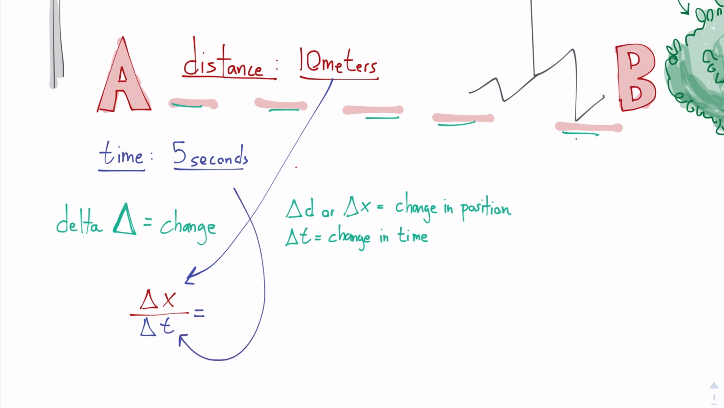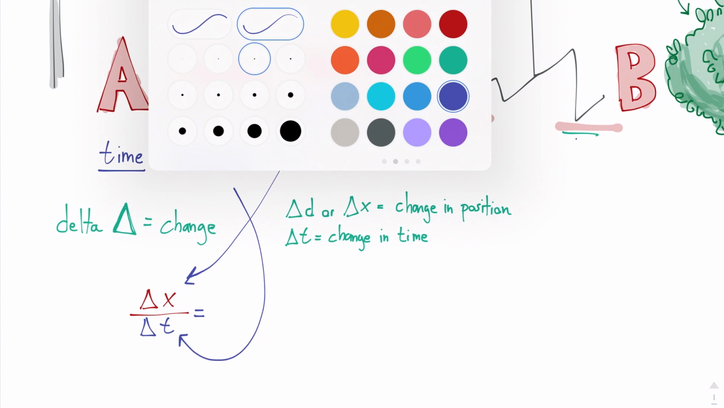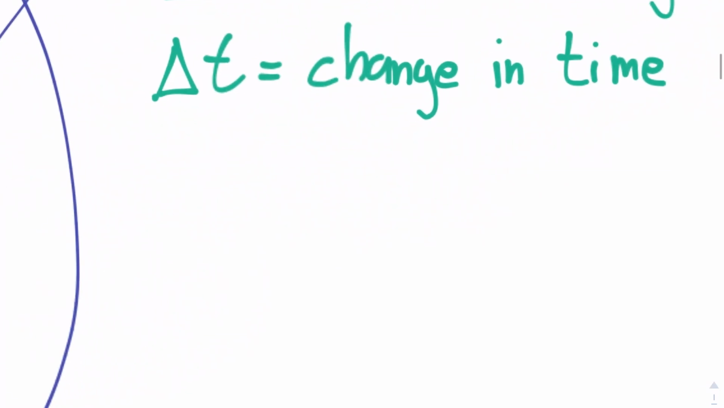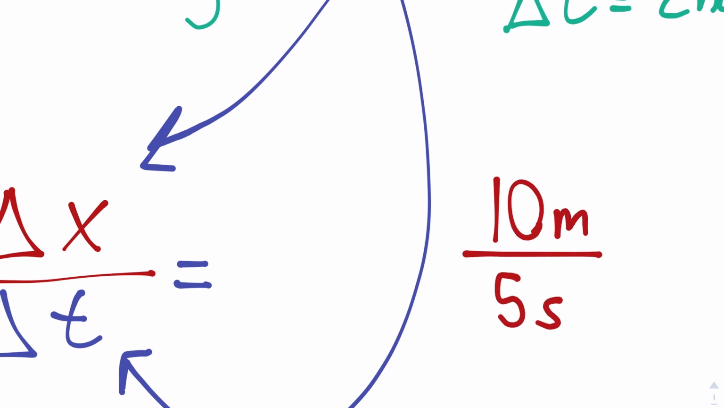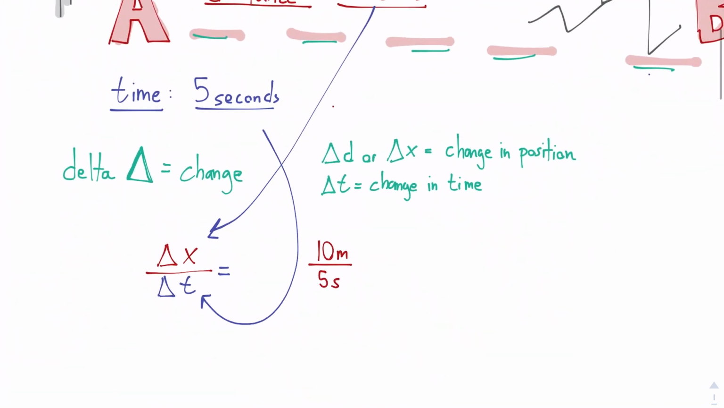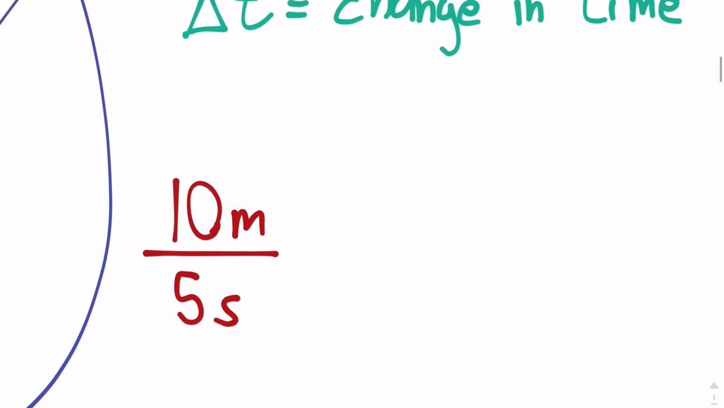We just rewrite it. So I rewrite this as 10 meters over 5 seconds. You can see it comes right from my problem. And then you can do the math. 10 divided by 5. Well, 10 divided by 5 works out to be 2.